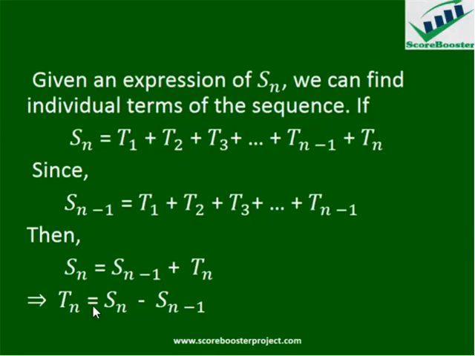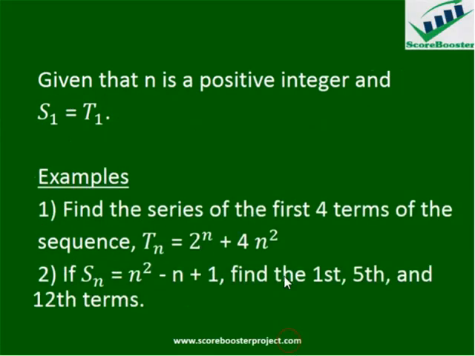T subscript n will now be equal to S subscript n minus S subscript n minus 1. So if you are given the formula for the sum of the terms of a sequence, but you don't know the term of that particular sequence, you can obtain the term of the sequence from the formula given for the sum of terms of that particular sequence. There is a condition that n is a positive integer and the sum of one term is equal to the 1st term. So now we move to examples.